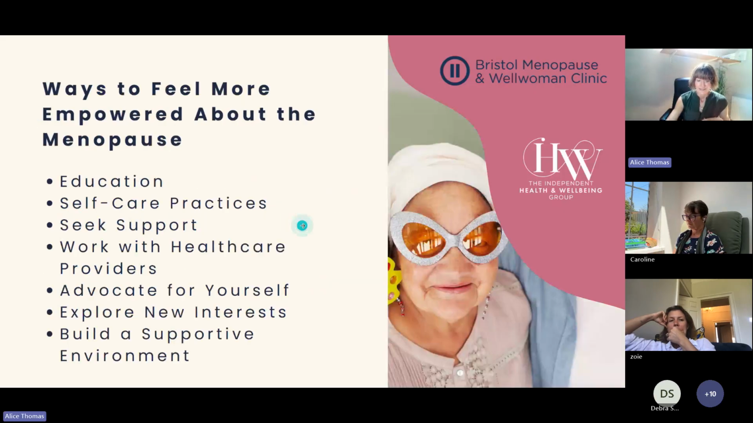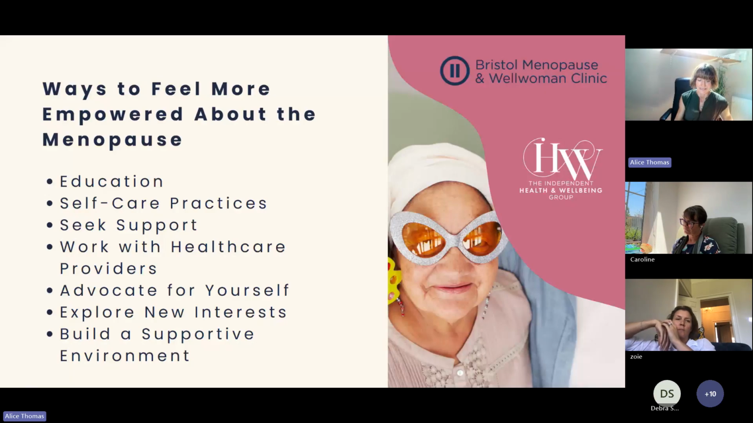So other ways to feel more empowered about menopause is attending things like that, learning more about symptoms and stages and management options, using reliable sources such as health websites, good books and reputable organisations, prioritising those life pillars that we talked about earlier: regular exercise, a balanced diet, good sleep, and to try mindfulness and meditation and relaxation techniques to help support emotional well-being.